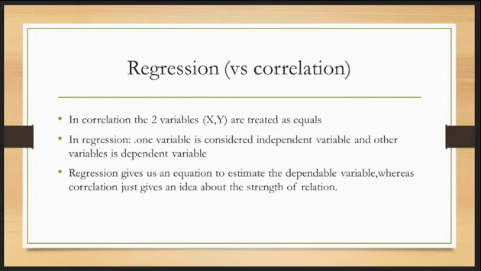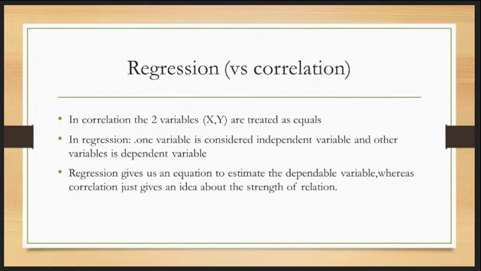Okay, let's continue on the screen. Regression and correlation are closely related, and regression is analyzing two or more variables. But what is the difference between regression and correlation? In correlation, the two variables, x and y, are treated as equals, but in regression, one variable, which is normally x, is called the independent variable, and the other one is the dependent variable or outcome variable.